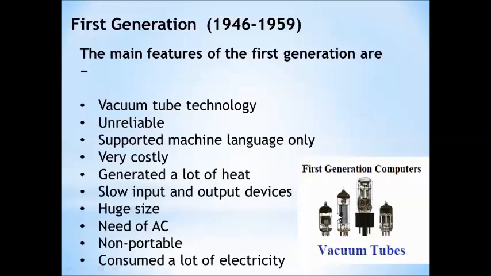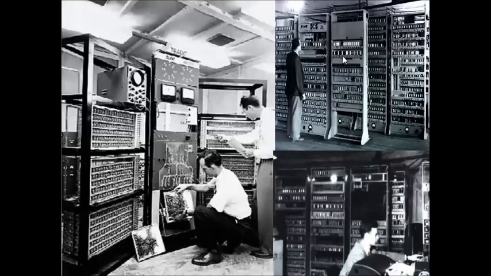The processing device and the input-output device were all very slow in comparison to today's computer. They were very huge in size, needed a very strong AC, consumed a lot of electricity, and they were non-portable due to their huge size. Let's see the images of first generation computer. In these images, can you see there are a lot of tower-like structures here? These are actually making a small part of the computer. So you can very well imagine what will be the actual size of a computer.